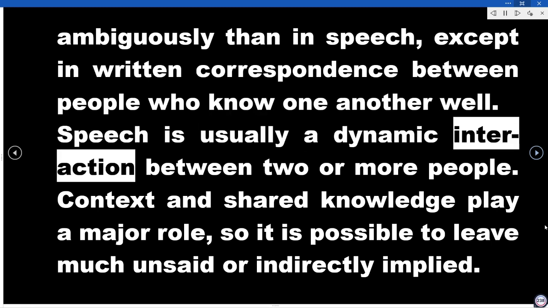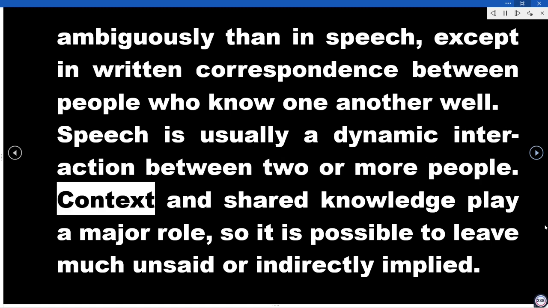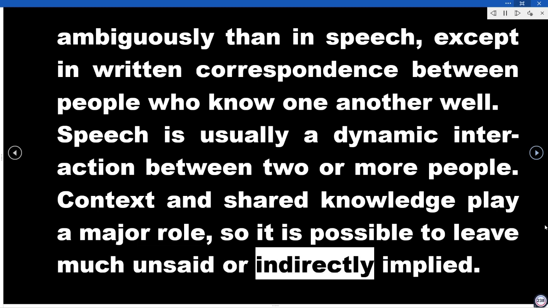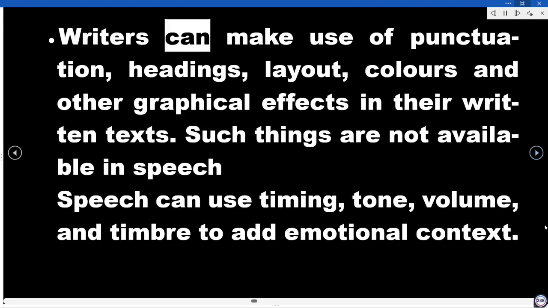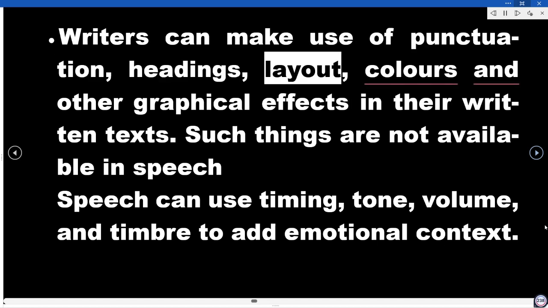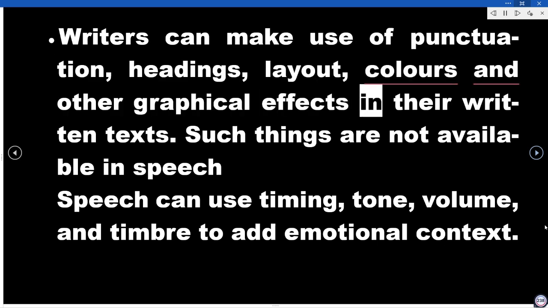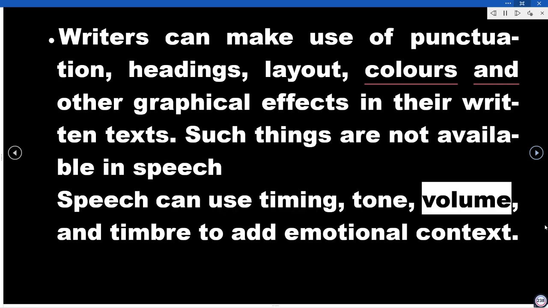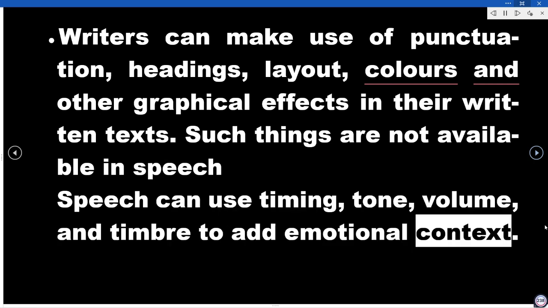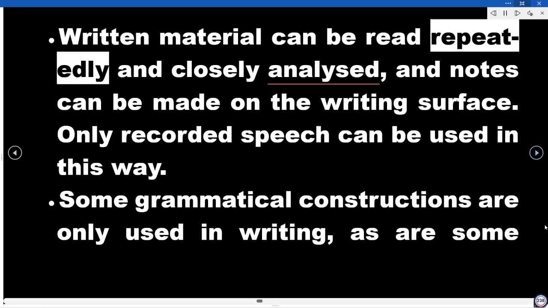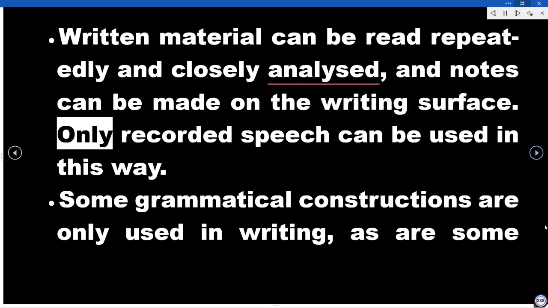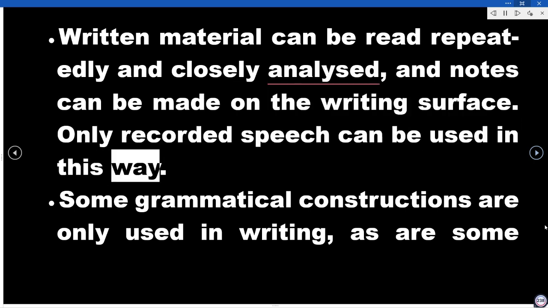Speech is usually a dynamic interaction between two or more people. Context and shared knowledge play a major role, so it is possible to leave much unsaid or indirectly implied. Writers can make use of punctuation, headings, layout, colors and other graphical effects in their written texts. Such things are not available in speech. Speech can use timing, tone, volume, and timbre to add emotional context. Written material can be read repeatedly and closely analyzed, and notes can be made on the writing surface. Only recorded speech can be used in this way.